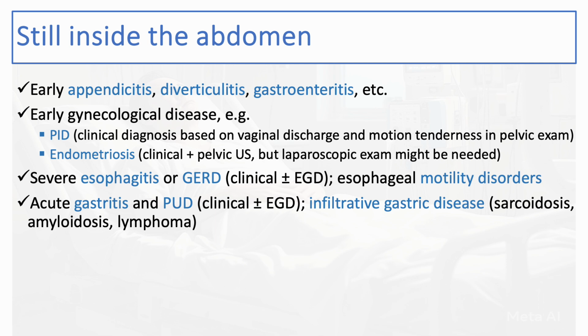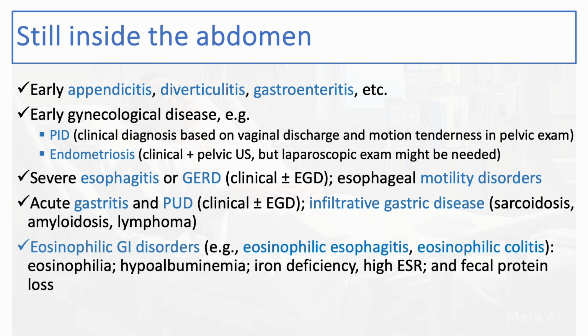Acute gastritis, peptic ulcer disease, kind of very similar. Infiltrative gastric disease like sarcoidosis, amyloidosis, lymphoma, these are less common, but most of the time they might need upper endoscopy and biopsies to make the diagnosis.